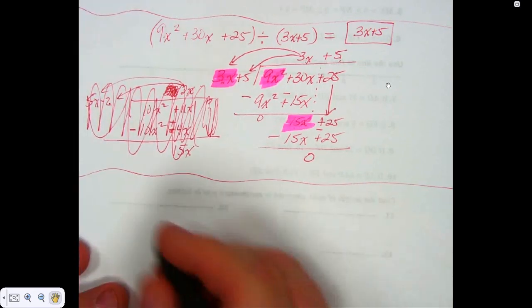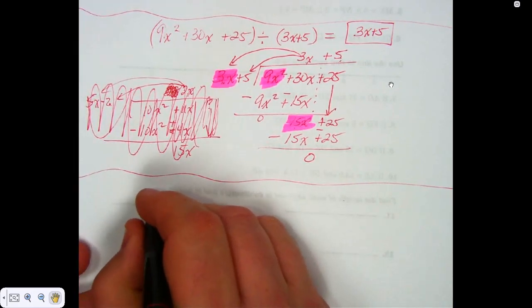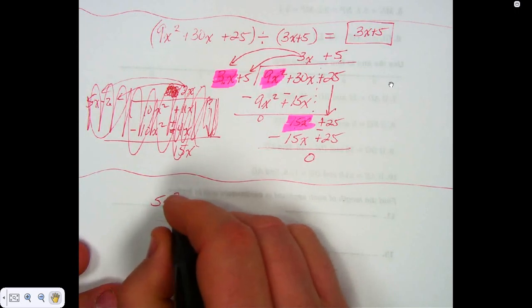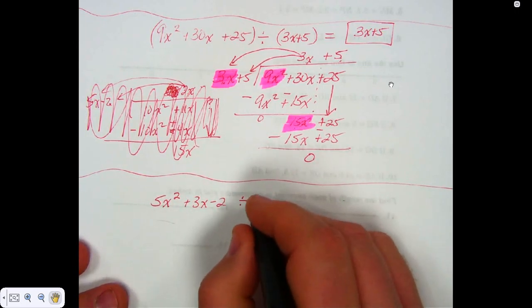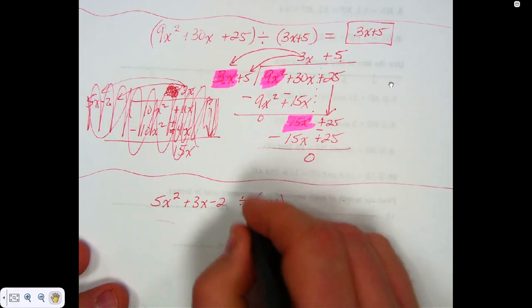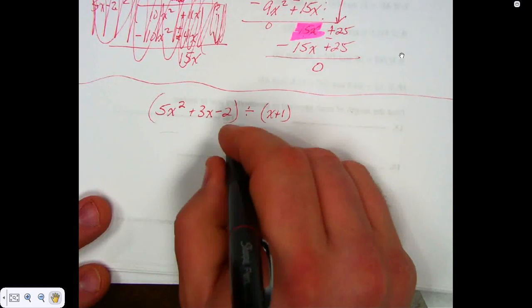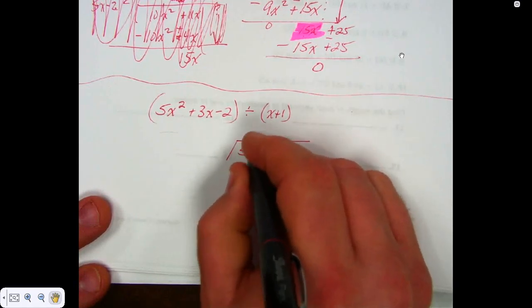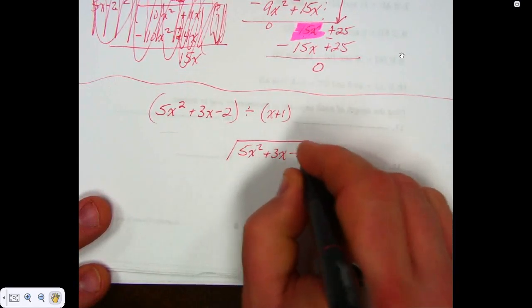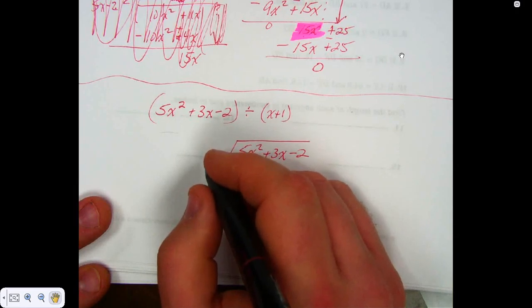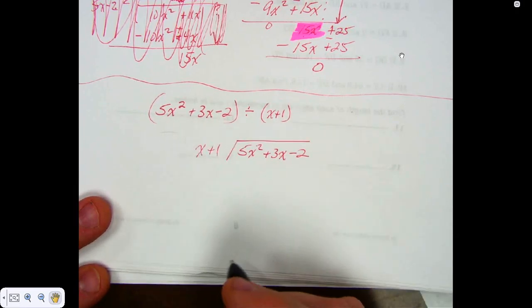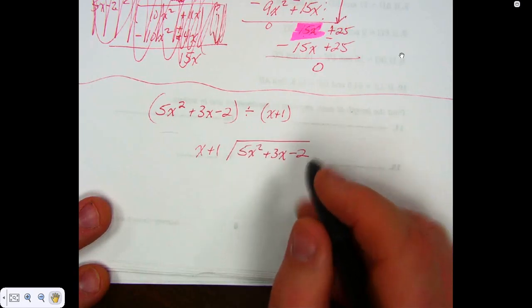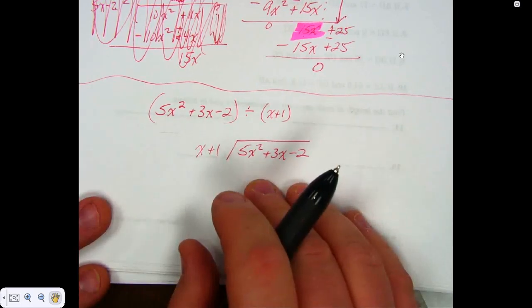I'll do one more. Let's say you had 5x squared plus 3x minus 2 divided by x plus 1. What am I going to do now, guys? What goes out front here? Something I can help you with, Tiffany? Me and her are helping each other with the assignment. Well, let's make sure you know how to do it. I'm trying to help you here by doing this, so please pay attention.